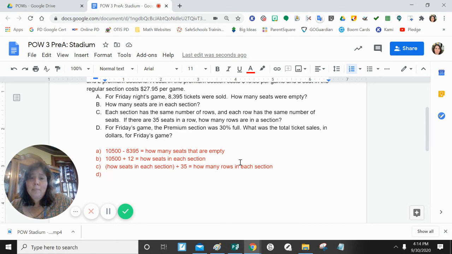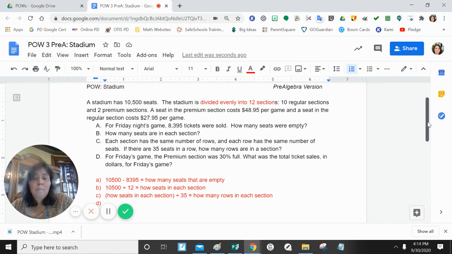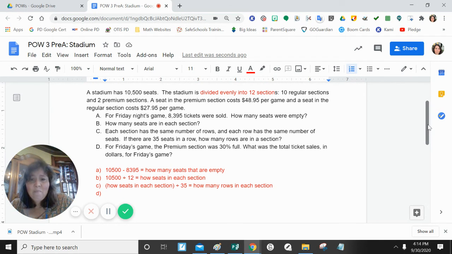For Friday's game, the premium section is 30% full. What are the total ticket sales in dollars for Friday's game? So I know that I sold tickets in both types of sections, the regular section, general admission, and the premium section. I know this because the premium section is only 30% full, okay? And the amount of tickets that I sold, the stadium is over 3/4 full, okay? So I have to have seats in both types of sections. So the first thing that I need to do is figure out how many seats are premium seats.